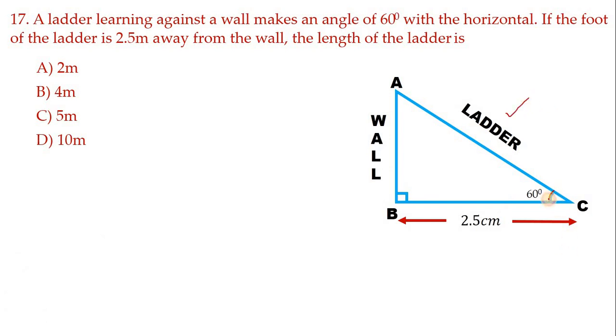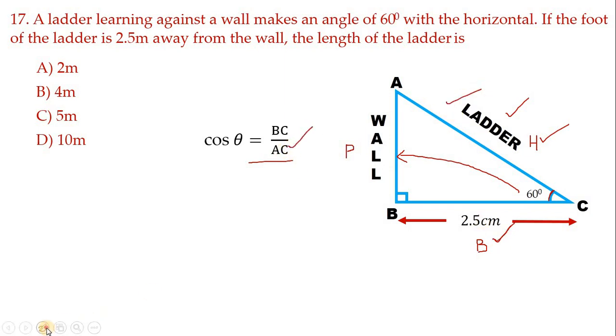Now this is the reference angle, children. If this is the reference angle, this opposite side will be the perpendicular or opposite side, and this is the base, and this is the hypotenuse. So which value have they given? Base is given, and we need to find the hypotenuse value. Now base and hypotenuse are related to which ratio? Cos. Hence cos theta is equal to BC by AC. BC is the base and AC is the hypotenuse.